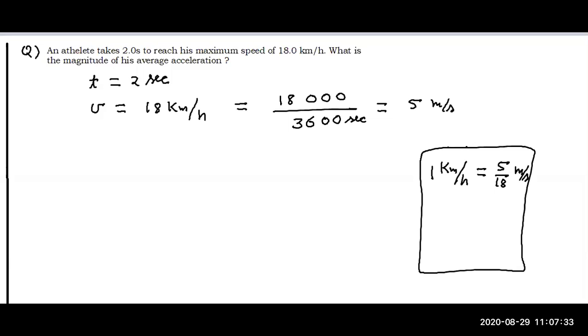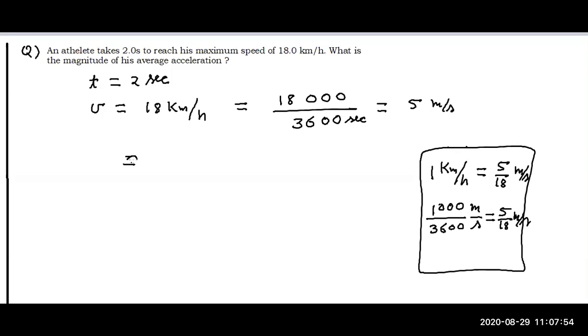So from where do we get this? Actually, this is coming from this same relation. That is, 1 kilometer per hour is 1000 divided by 3600. So if you solve it, you will have 5 by 18 meter per second. So we need to solve it.